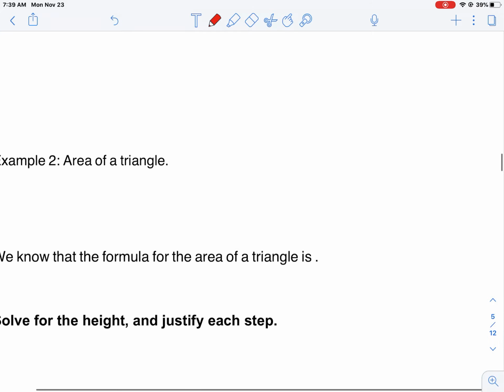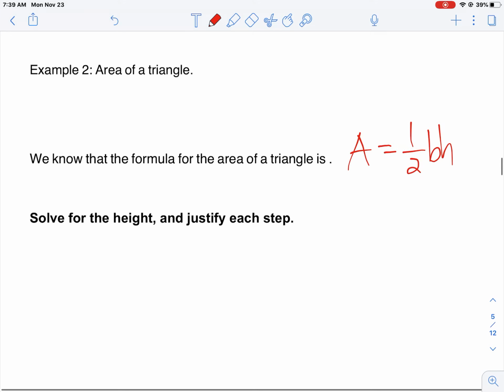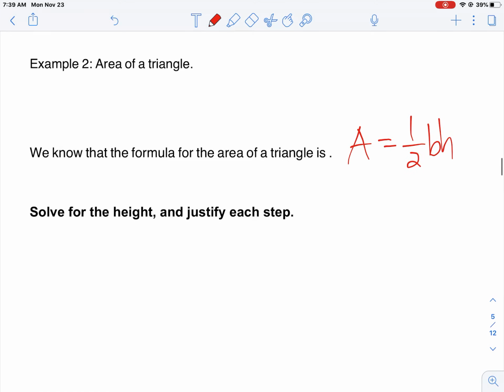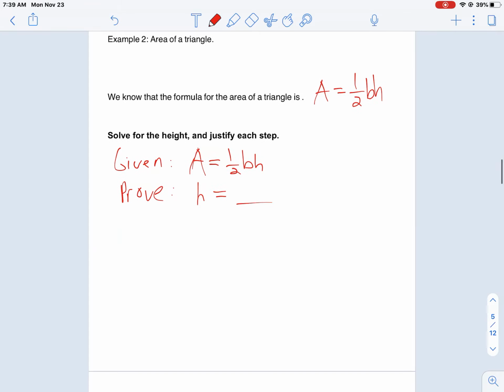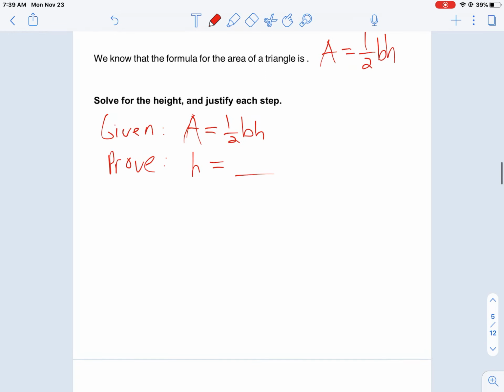All right, next one's the area of a triangle. The formula for the area of a triangle is 1/2 base times height. We want to solve for the height and justify each step. Again, what we're given in these is a formula. What we're trying to prove, let me write these out, is that the height equals something. Again, we don't know, but we're going to fill that in once we're done solving.